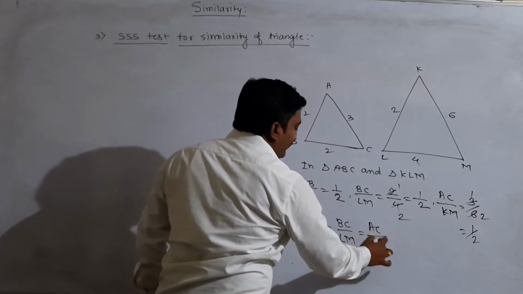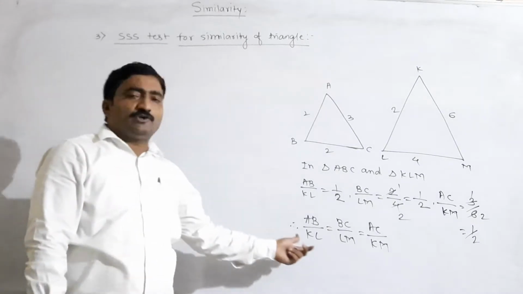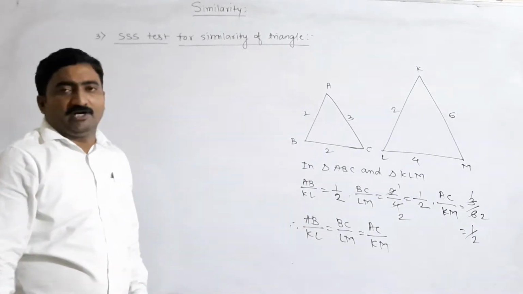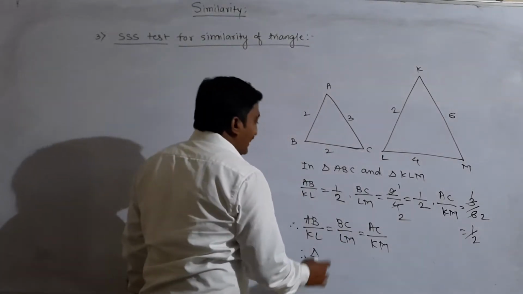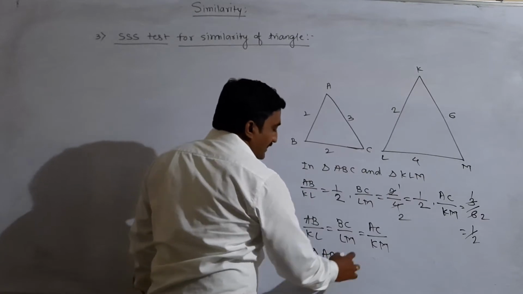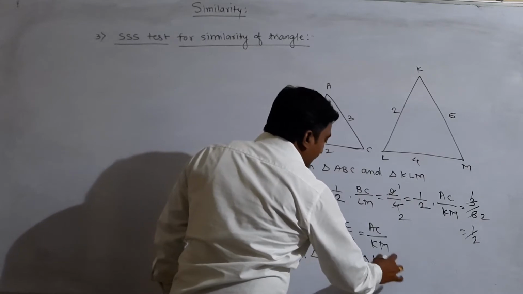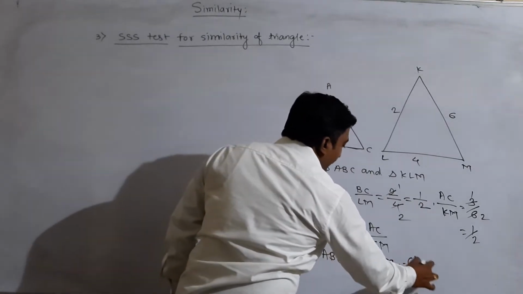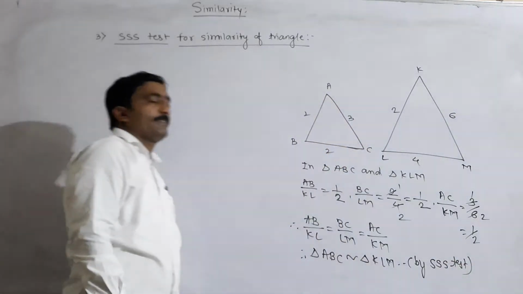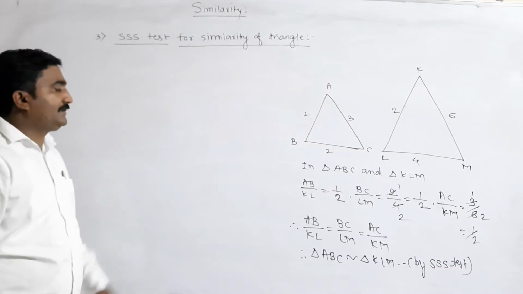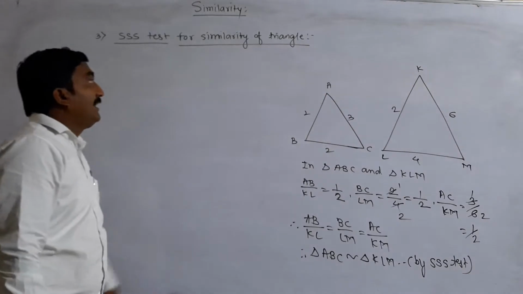And remember that when three sides of the first triangle are in proportion with the corresponding three sides of the other triangle, then the triangles are similar. By which test? SSS test. So we can say that triangle ABC is similar to triangle KLM by SSS test. This is the third test for similarity of triangles, the SSS test.